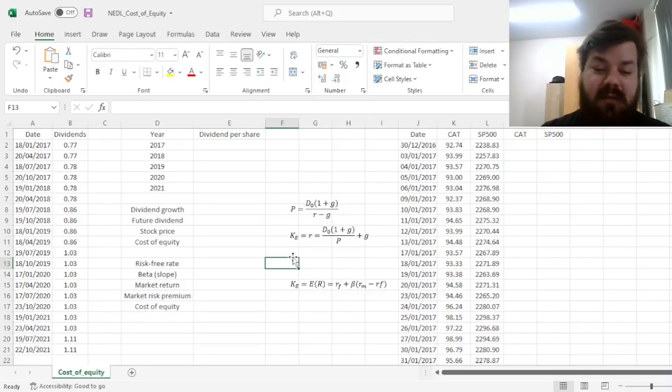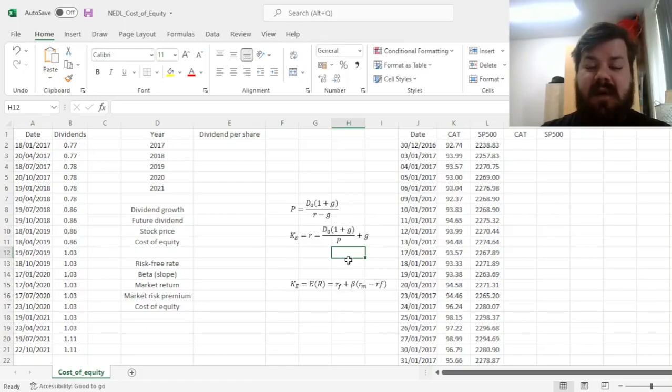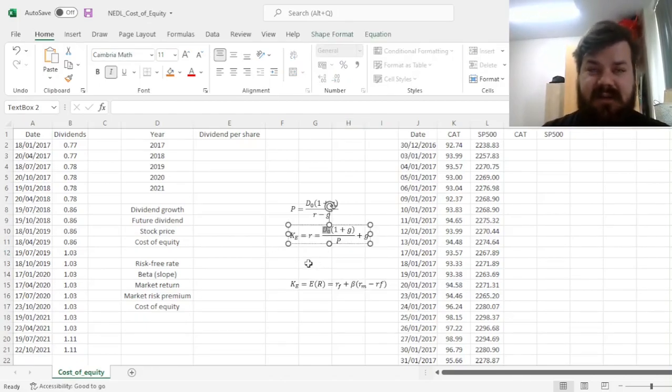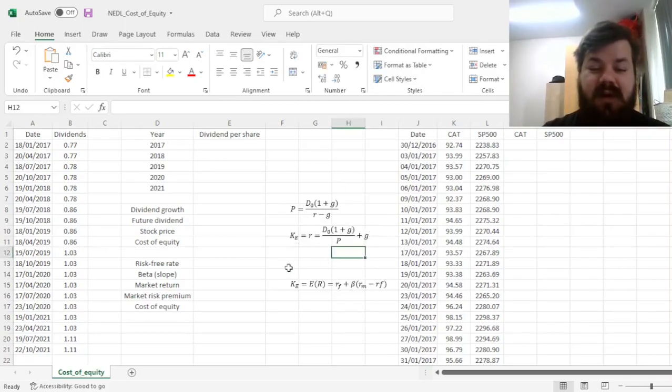Given this rearrangement, we'll be able to figure out what the cost of equity is from the logic of the dividend discount model. We'll need to know the most recent dividend, D0, the historical growth rate, or some extrapolated, calculated growth rate of dividends, g, per annum, as well as the most recent stock price, P0.